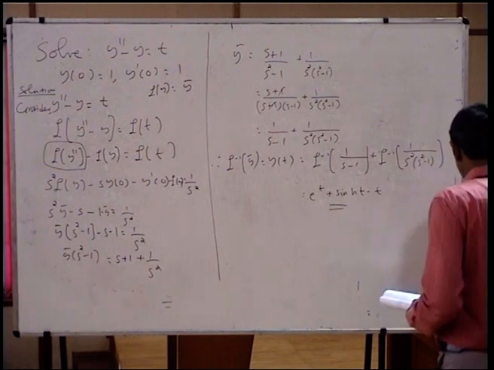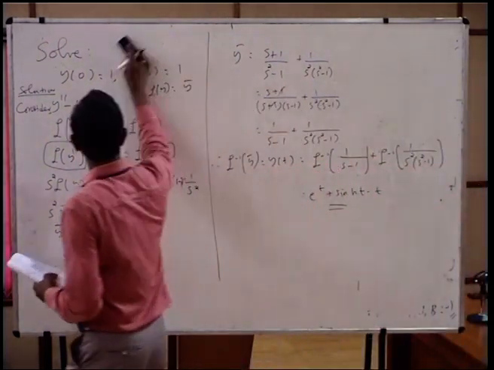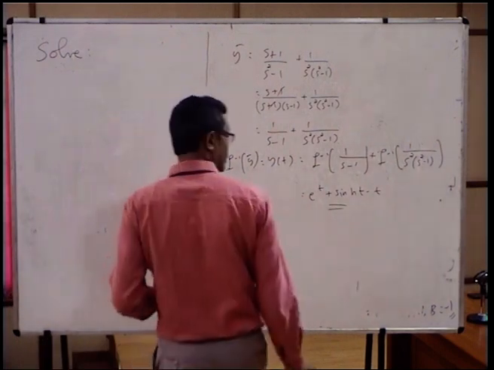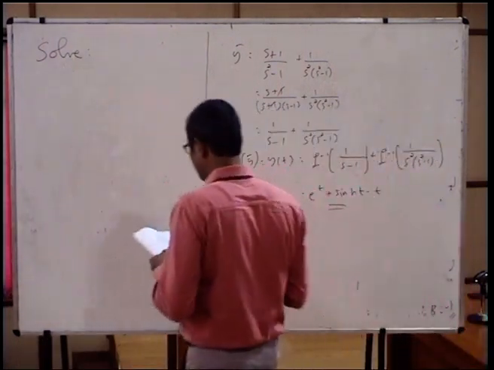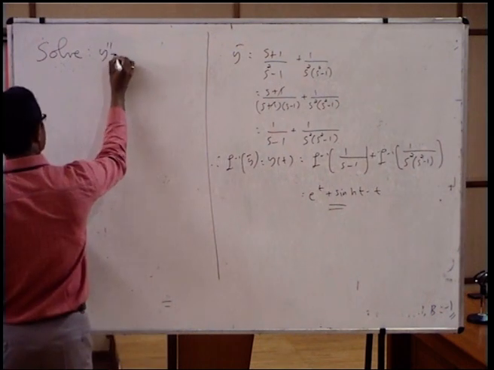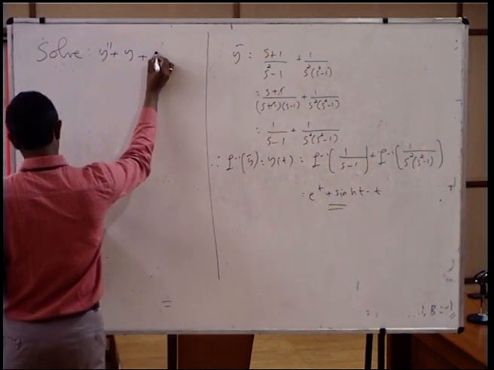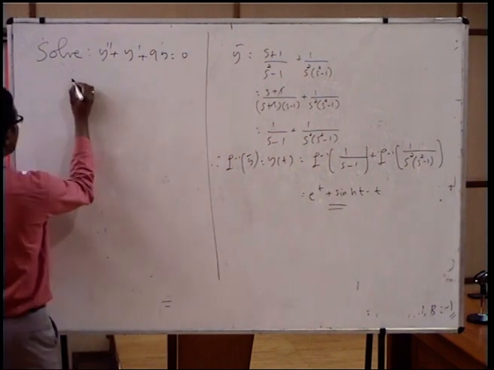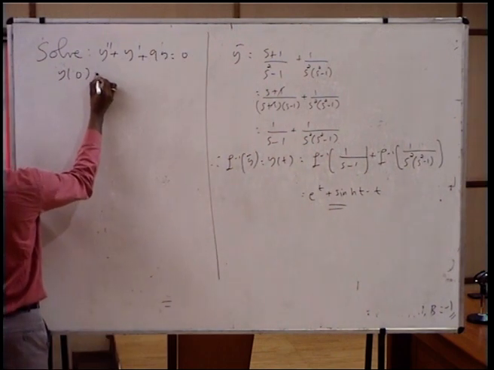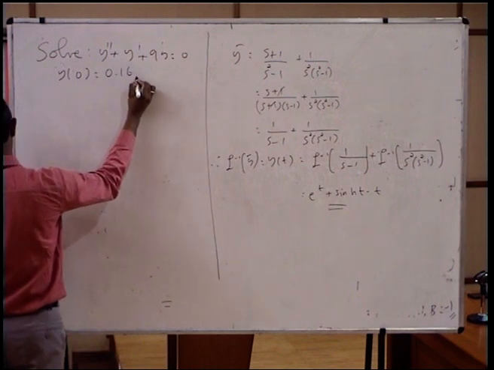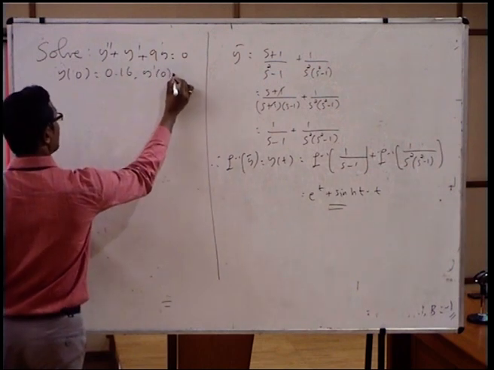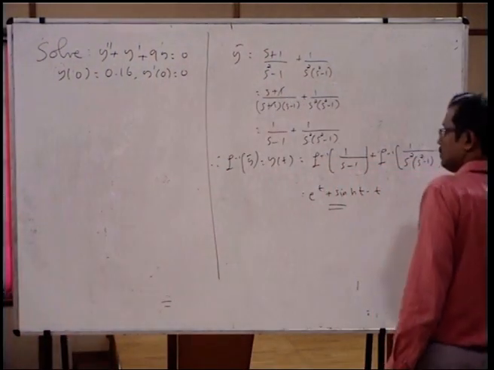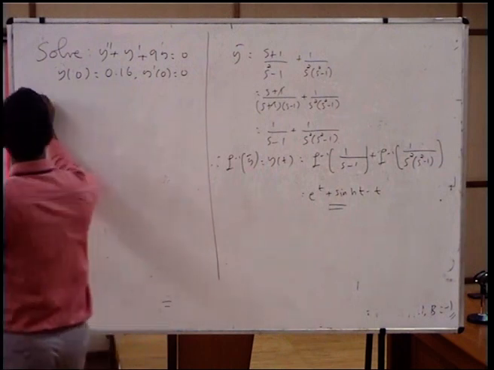Another example: solve the differential equation y double dash plus y dash plus 9y equal to 0. It is given that y of 0 equals 0.16 and y dash 0 equals 0. Solution.